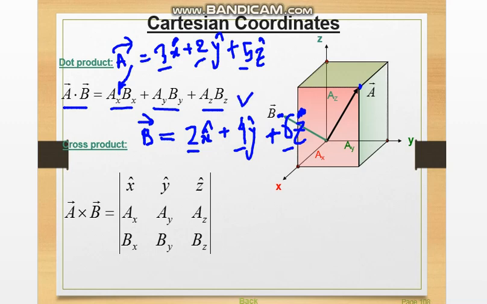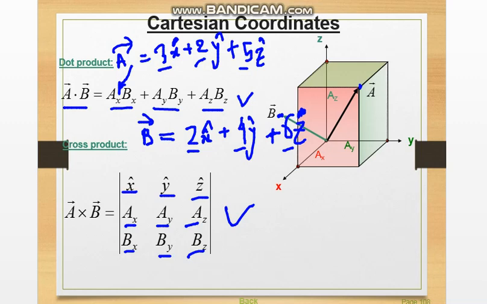If you want to find out the cross product, the system will be a determinant of x, y, and z. That will be 3, 2, 5. Here will be 2, 4, and 6. After that you can calculate it, okay, by the determinant way.